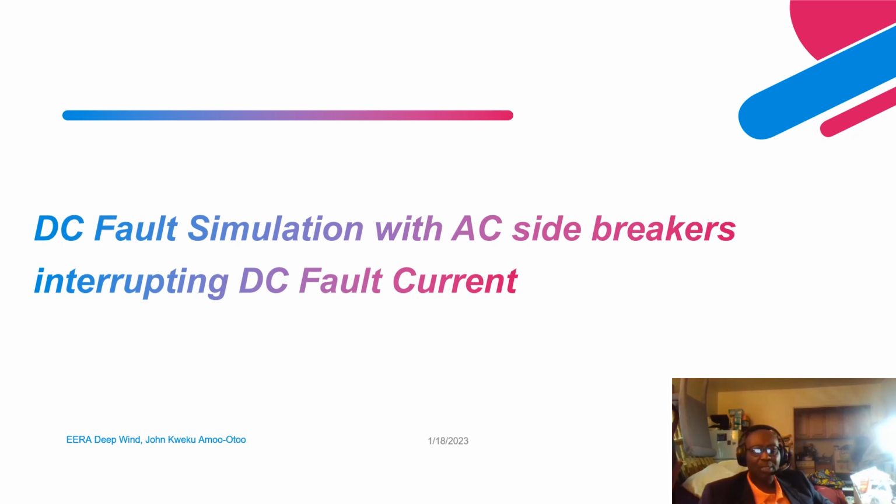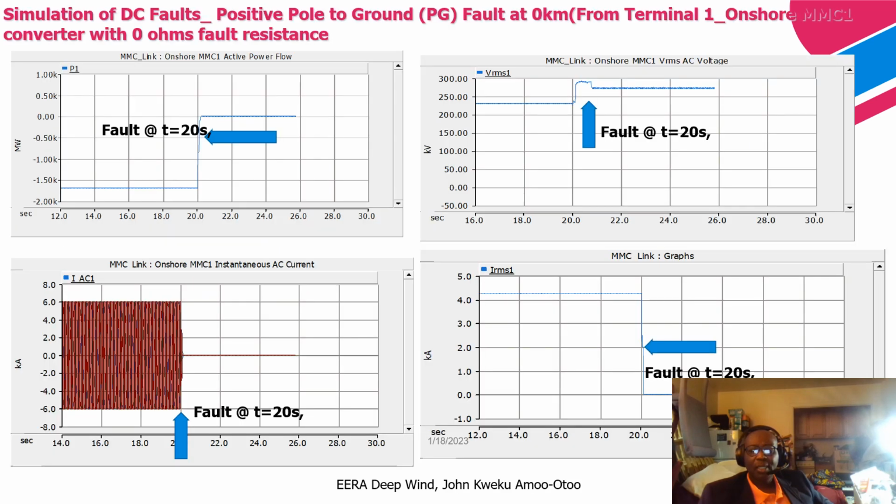This section shows us the DC fault simulations that I utilized for my research. And this tells me the positive pole to ground fault at 0 kilometers and with a 0 ohms fault resistance. All these simulations were what I performed for various sections of the length of the DC cables, and I collected the data in an Excel format and screened the data in a form to be processed in MATLAB.